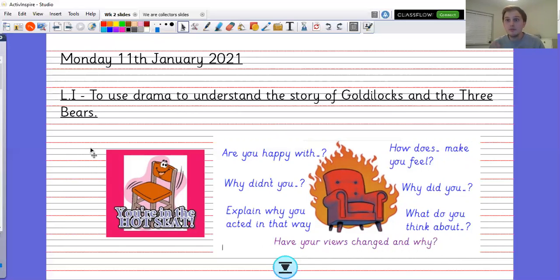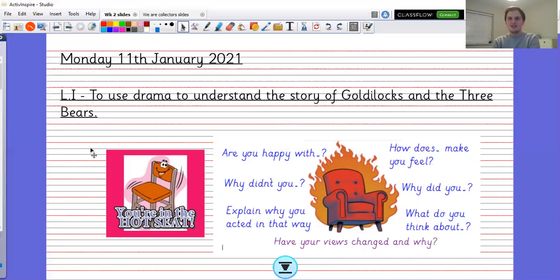Okay, well, I'm now going to pretend to be Goldilocks and I'm going to answer that very question. If somebody asked me why I went into the three bears' house, I would say, well, I was walking around in the forest and I was a little bit lost. I didn't know where to go. I knocked on the door for help, but nobody answered, but the door was open. So I just walked in. Okay, can you see how I was pretending to be Goldilocks?